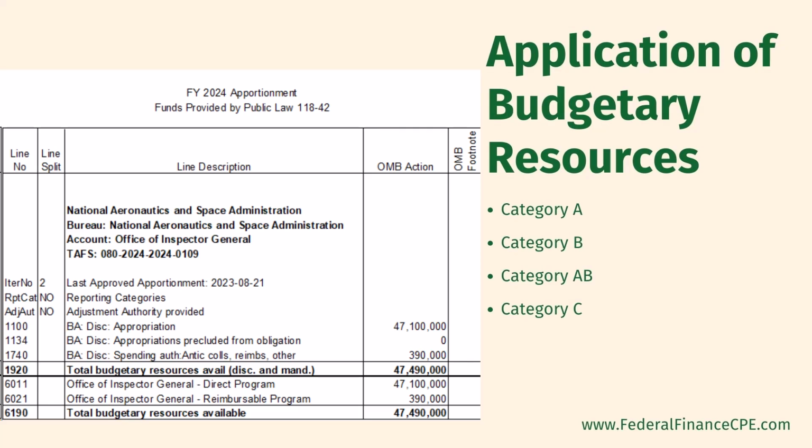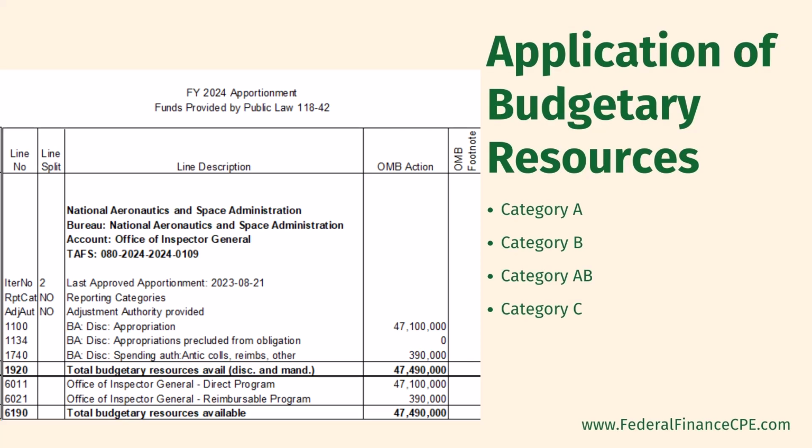various categories. The USSGL provides account attributes to support this tracking, but it can be challenging for new professionals to do so. And one technical note, while Category C appears in OMB A-11, you will not find it as an account attribute in the Treasury's Financial Manual Chart of Accounts.